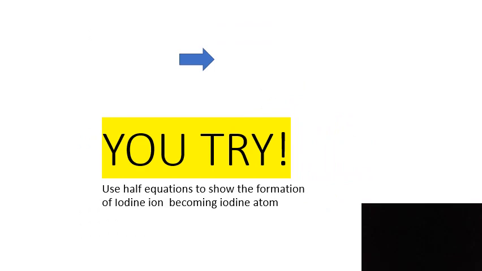So now you are asked to write the half equation to show the formation of iodine ion becoming an atom. Now you are proficient, you know exactly what you're doing. What's the first thing that you're going to do? Very good. You're going to draw your ion on the left and your atom on the right, and then of course you have your arrow separating them.